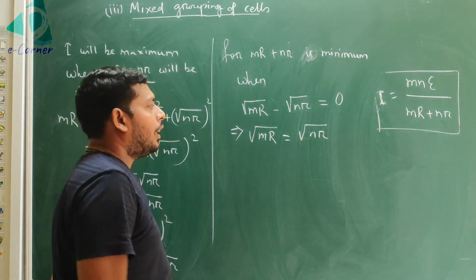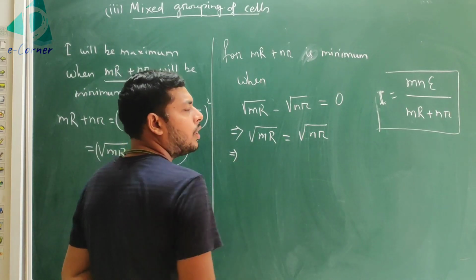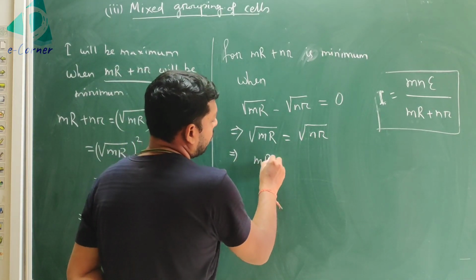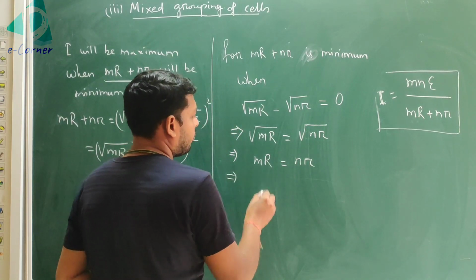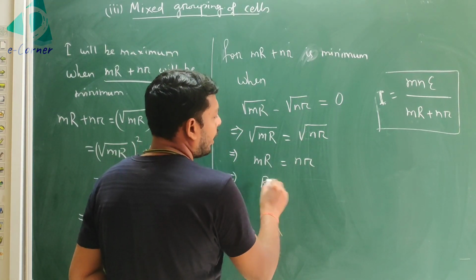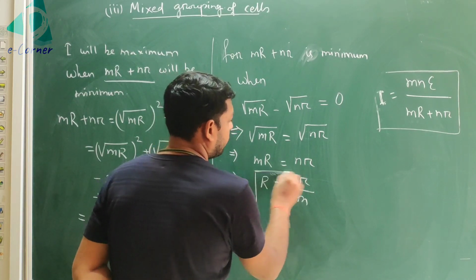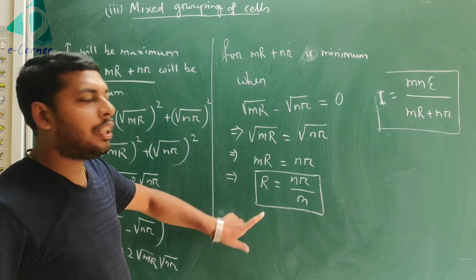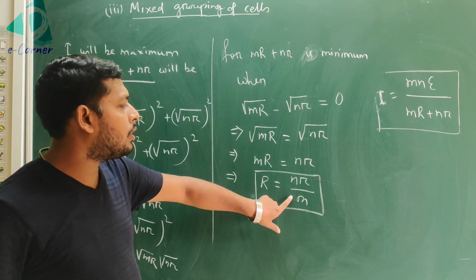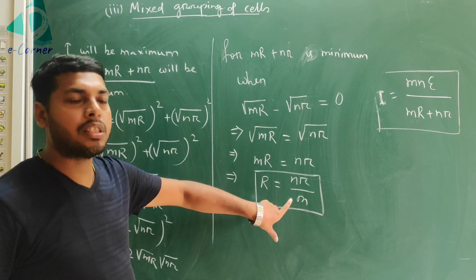It will go to the right hand side. That implies we will square this term. While squaring, this is MR is equal to NR. That implies capital R is equal to NR upon. What is this one? This is the external resistance, capital R. What is this one? This is the total internal resistance of the combination.